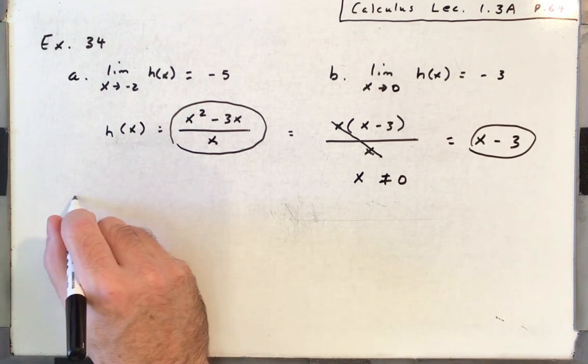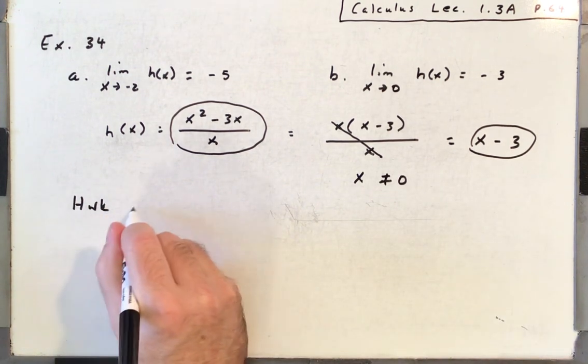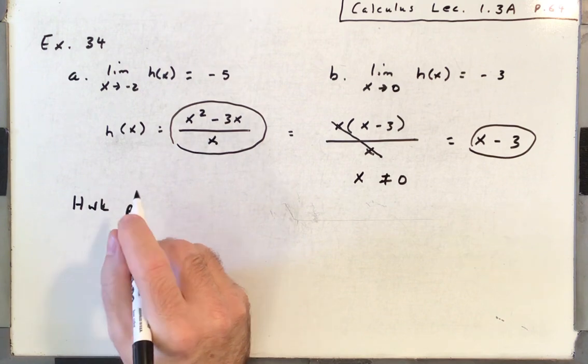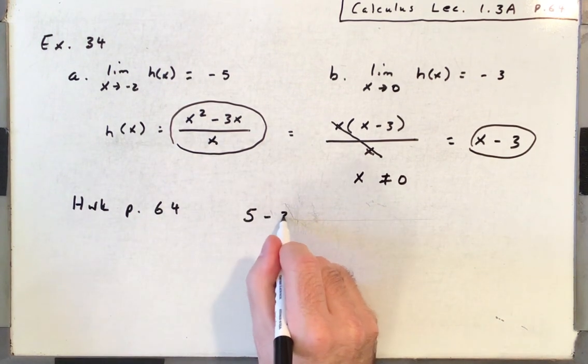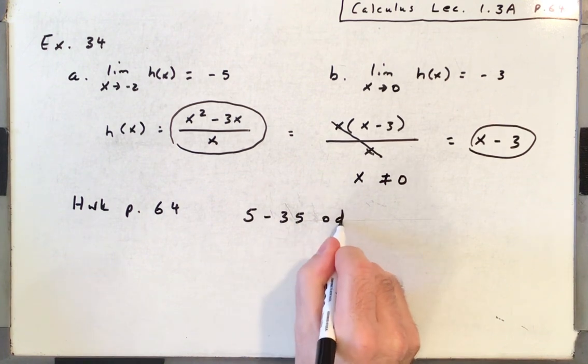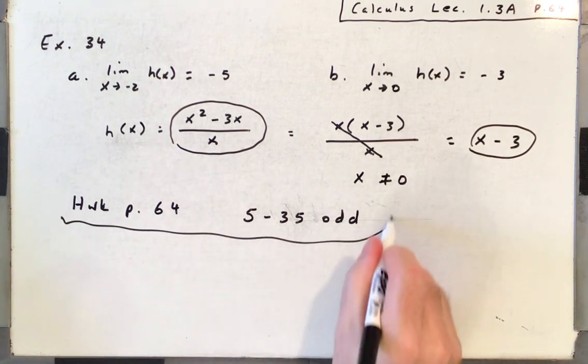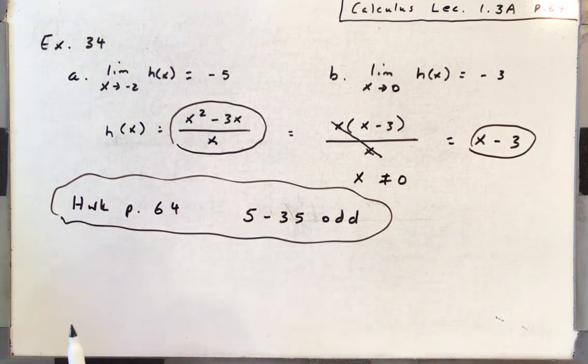Okay, so your homework for this section starts on page 64, and you can do 5 through 35 odd. All right, and I will make a video that's a solutions video for this homework, so give it a try. Check the answers in the back of the book. All the odds are in the back of the book, and then you can look at the ones you had trouble with from my video. All right, have a great one. See you next video.